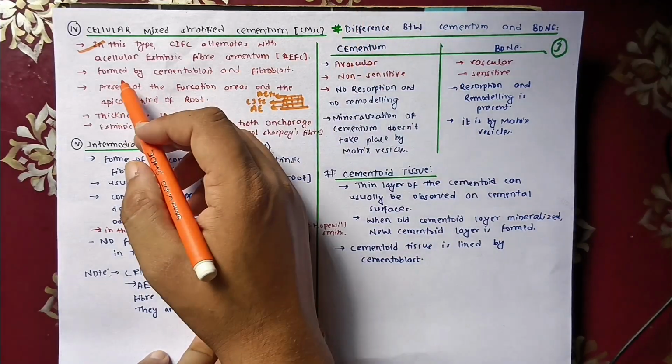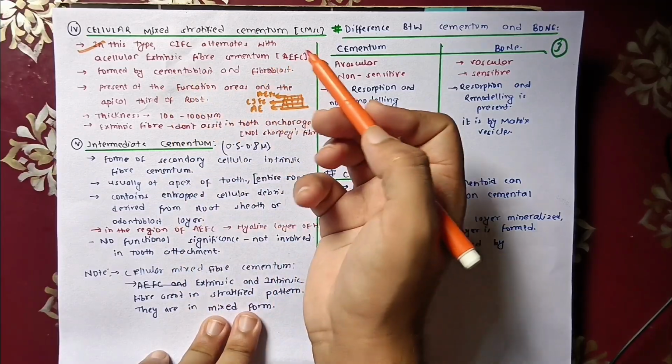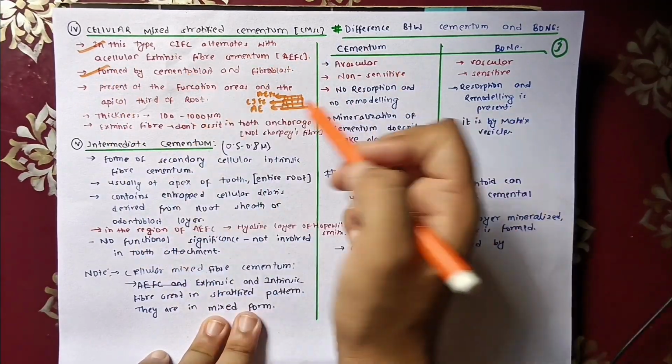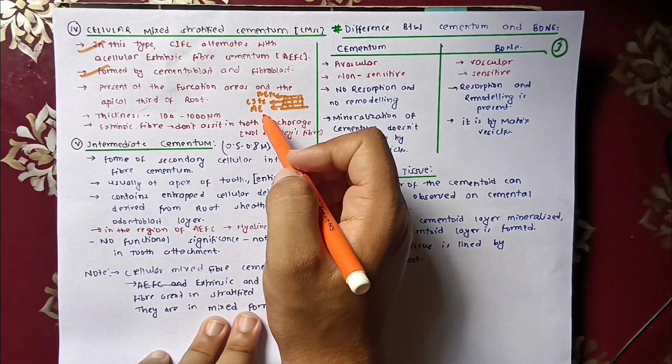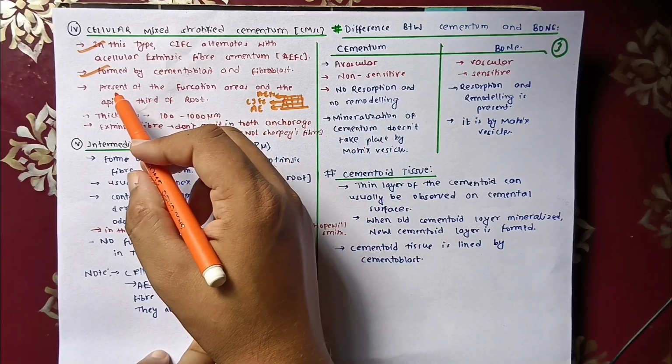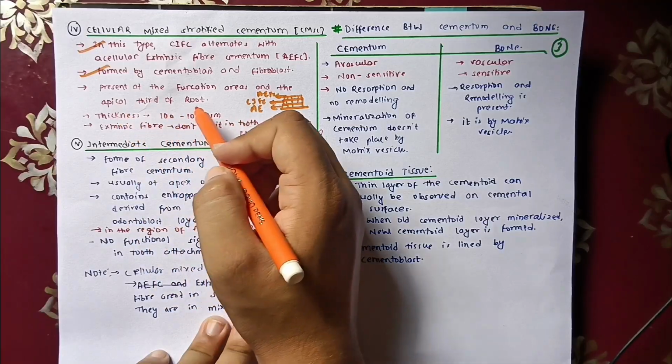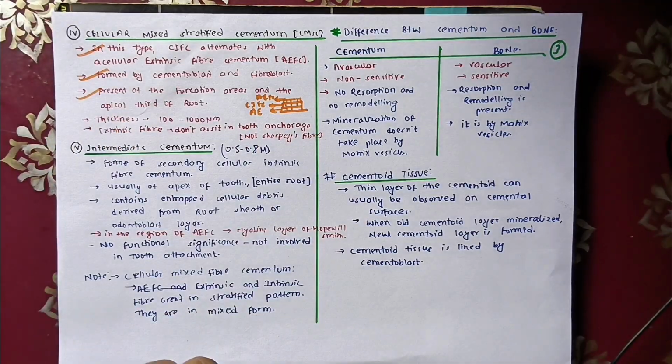After that, it is formed by the cementoblast and the fibroblast. The cementoblast forms this CIFC, the intrinsic fiber, and the fibroblast forms the extrinsic fiber. After that, it is present at the furcation area and at the apical third of the root.